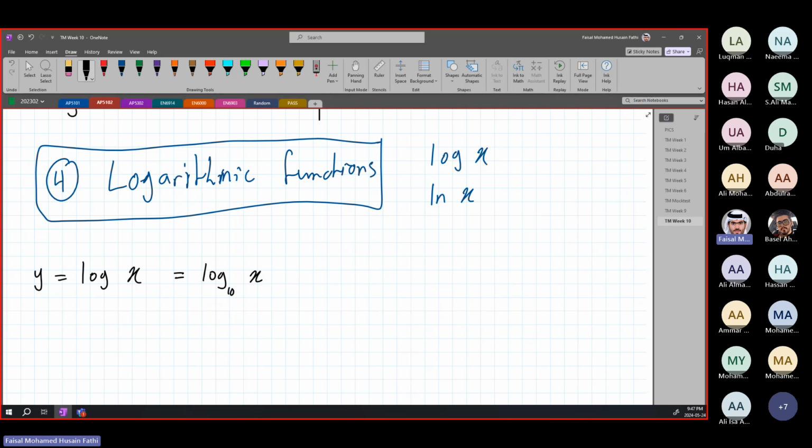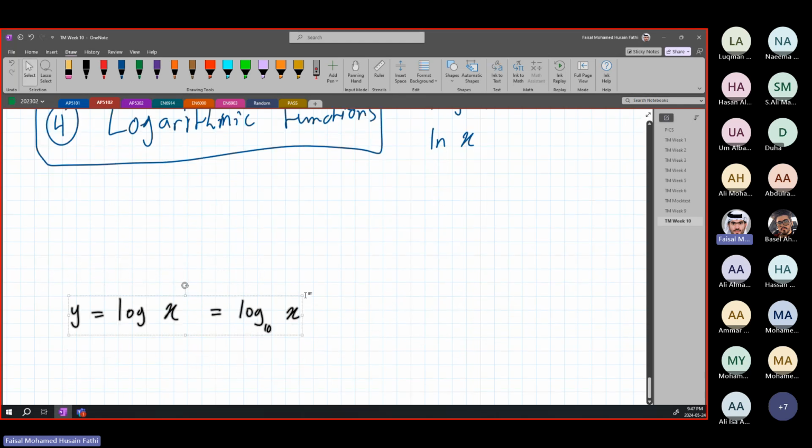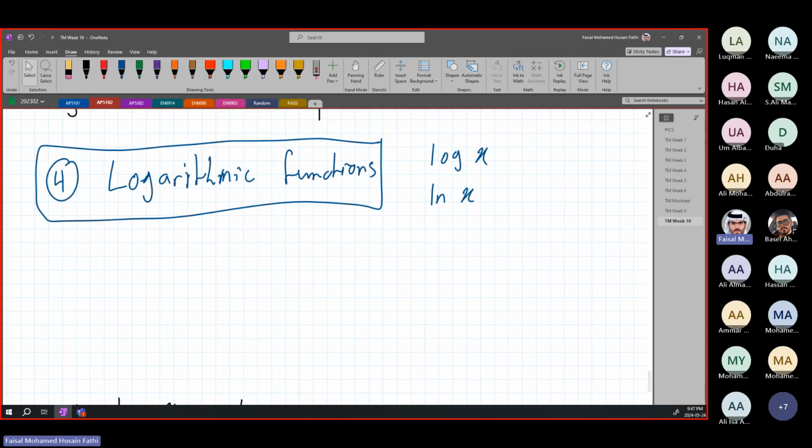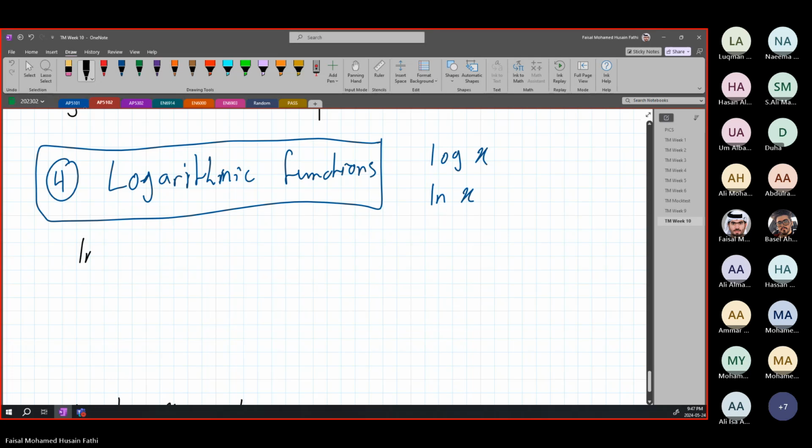So log of x is basically the same as saying log base 10 of x. Before we even go to log, let us start with the easy one, which is ln. If you remember from logarithms from last time, ln of x is the same as saying log base e of x. This is what ln x basically is, so keep that in mind.